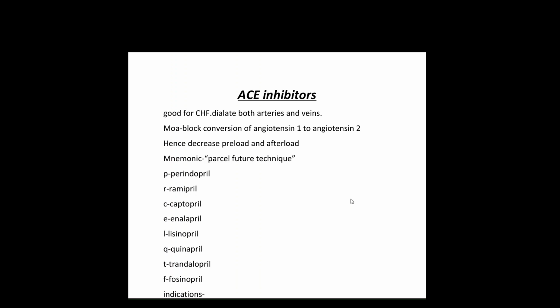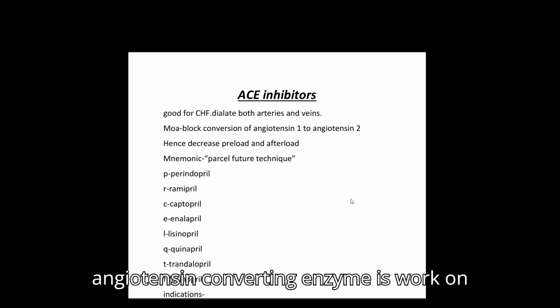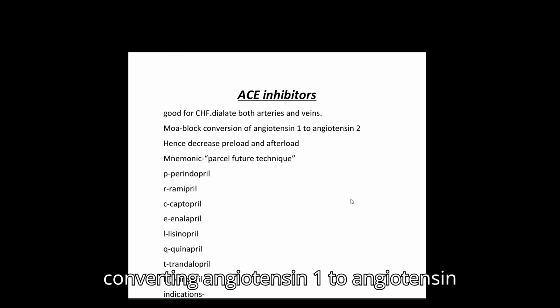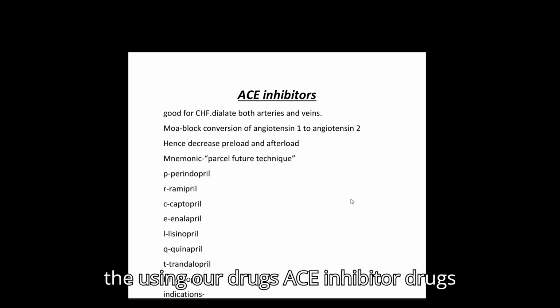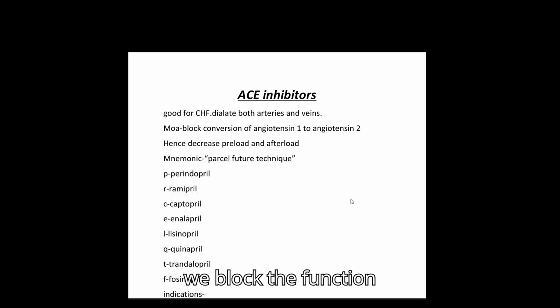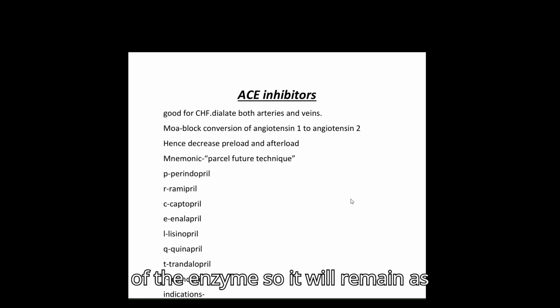So angiotensin converting enzyme works on converting angiotensin 1 to angiotensin 2. Using our drugs, ACE inhibitor drugs, we block the function of the enzyme, so it will remain as angiotensin 1 and not convert into angiotensin 2. So the function of angiotensin 2 will be ceased.